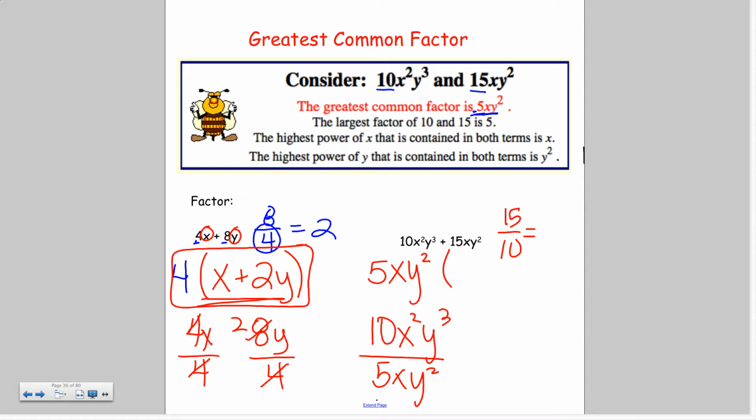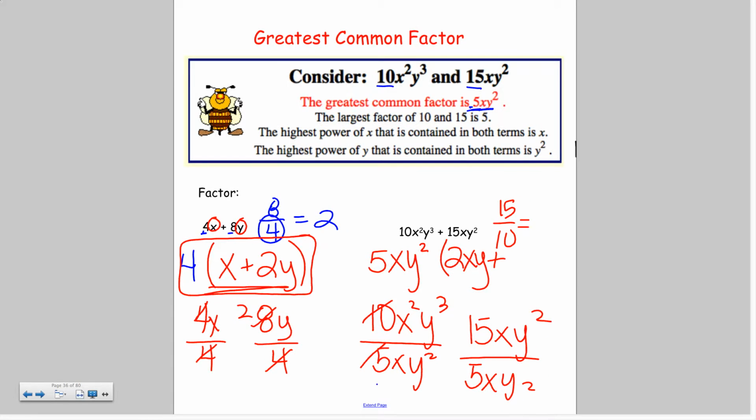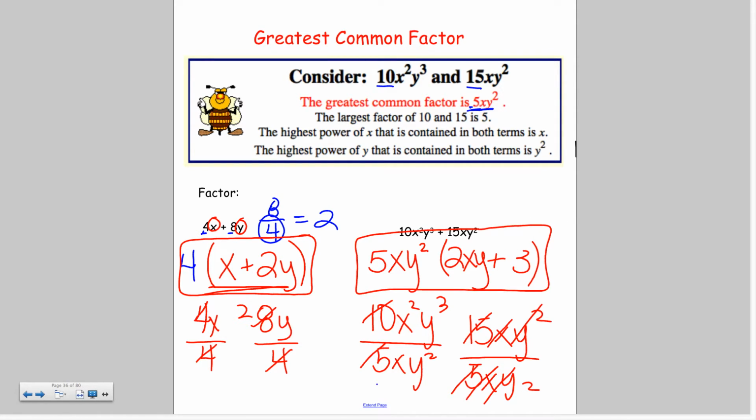I know that if I take 5 out of 10, that leaves me with 2, because 10 divided by 5 is 2. X squared over x leaves me with 1x. Y cubed over y squared leaves me with 1y. Alright, if I do the next one, 15 divided by 5 is 3. That's done. X over x cancels, and y squared over y squared cancel. Let's move that out of the way. So now, there's our greatest common factor. Alright, next page.